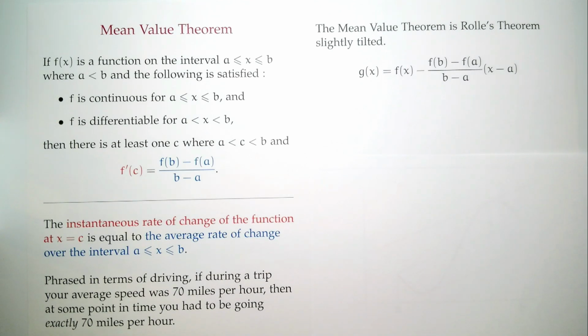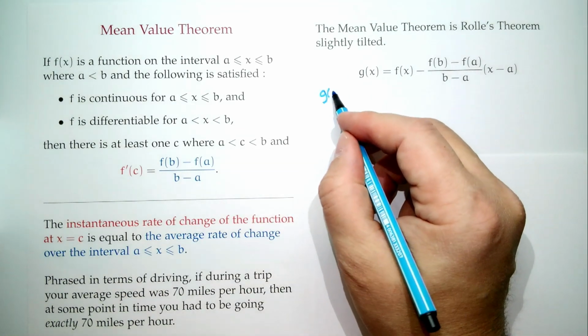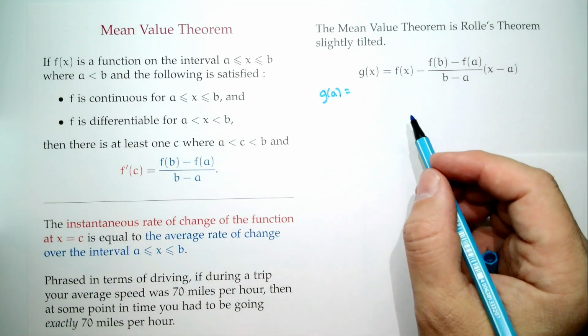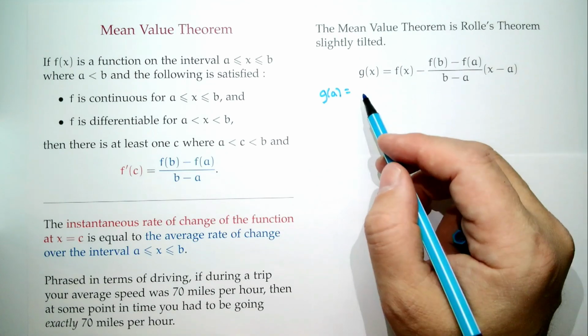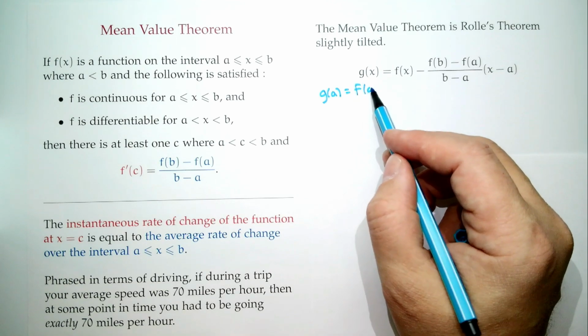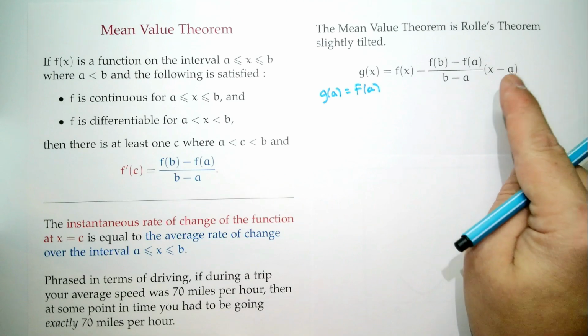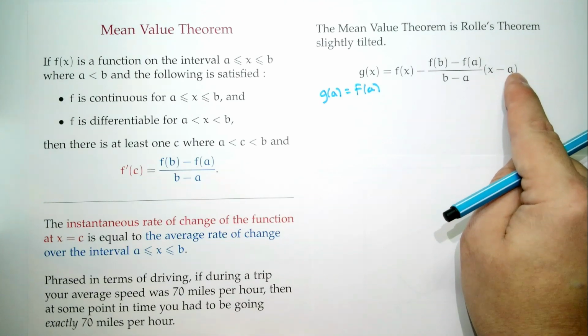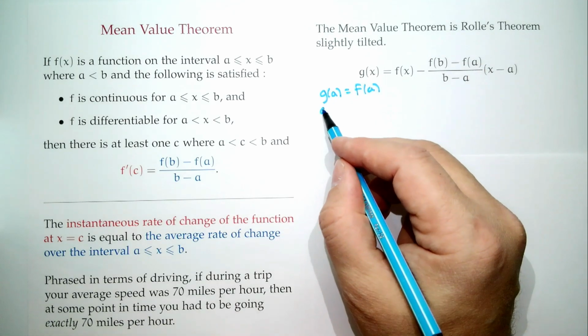Let's test a couple of things. What can we say about g of a? Well, what happens when we plug in g of a? The first term gives us f of a. What happens to the second term? Because of the x minus a, a minus a is 0, so it goes away. How about g of b?